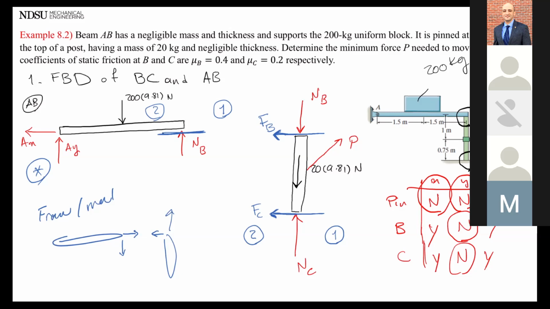So the friction should be opposite, because when I put these two together, they should cancel each other out. Wait, so is it pointing towards 1 because relatively beam AB is moving the other direction? Exactly. That was my next point. So there are 2 reasons for it, and there are 2 ways you can figure it out.